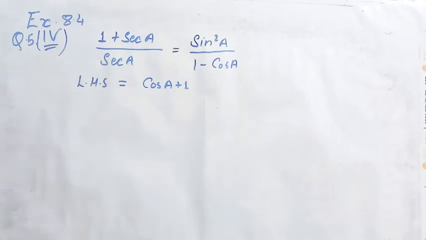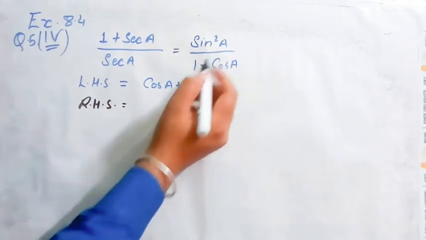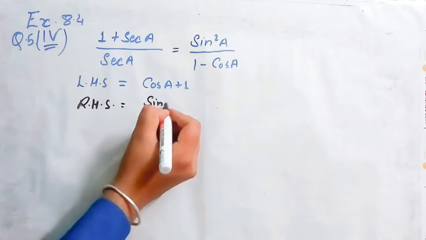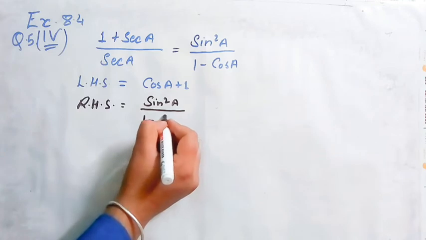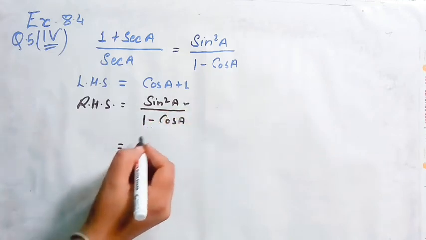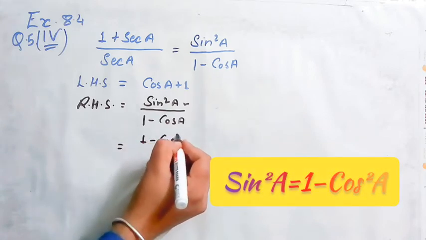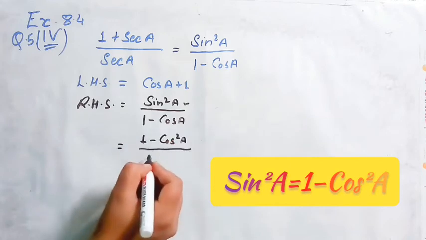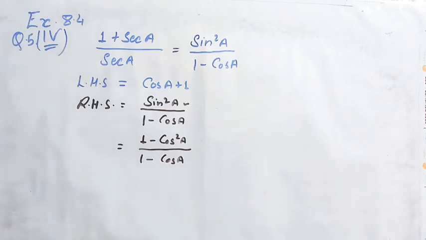Now let us solve right hand side also. Remember, sometimes you have to solve both sides to prove them equal. So our right hand side is sine square A whole upon 1 minus cos A. So sine square A can be written as 1 minus cos square A whole upon 1 minus cos A as it is in the denominator.